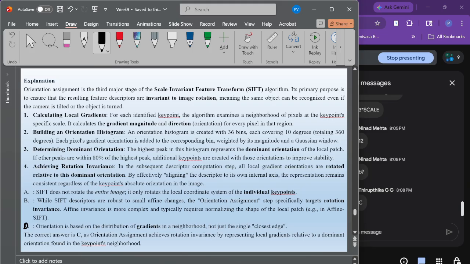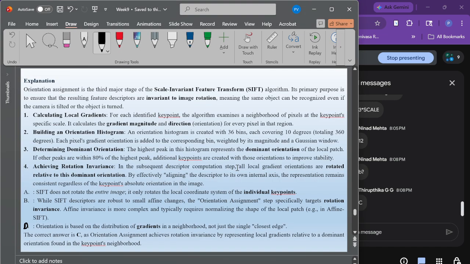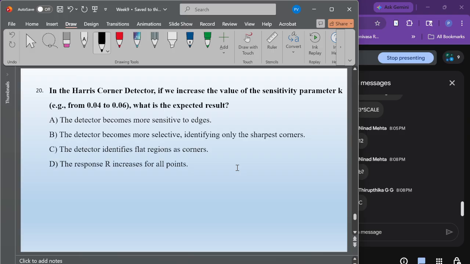So is it fine to all of you? Okay. So now the next and last question. In the Harris corner detector, if we increase the value of the sensitivity parameter K, for example from 0.04 to 0.06, what is the expected result? Option A, the detector becomes more sensitive to edges. Option B, the detector becomes more selective, identifying only the sharpest corners. Option C, the detector identifies flat regions or edges as corners. Or option D, the responses are increased for all points.